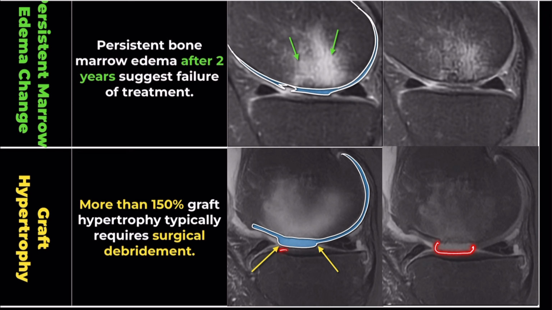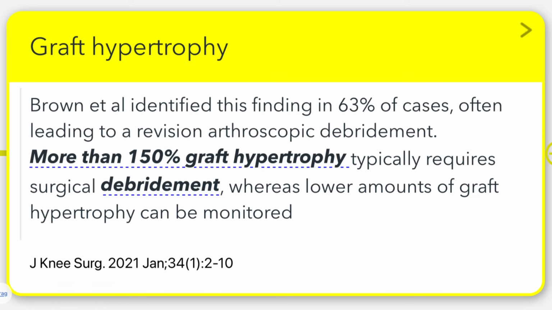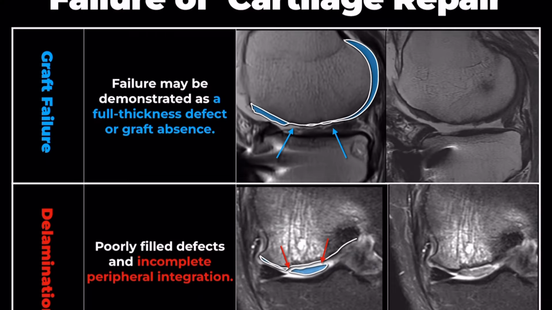be over 200%. This occurs when the repair cartilage exceeds the space of the native defect, protruding from the chondral surface. When graft hypertrophy exceeds 150%, surgical debridement is typically required. However, smaller amounts of hypertrophy can often be monitored and managed conservatively.